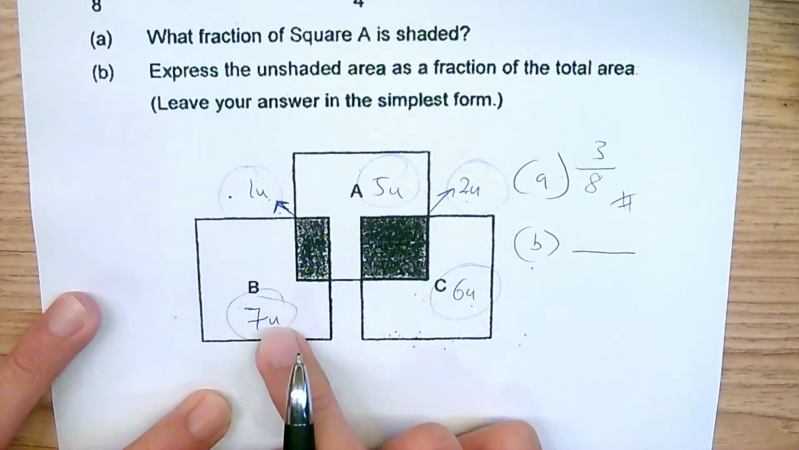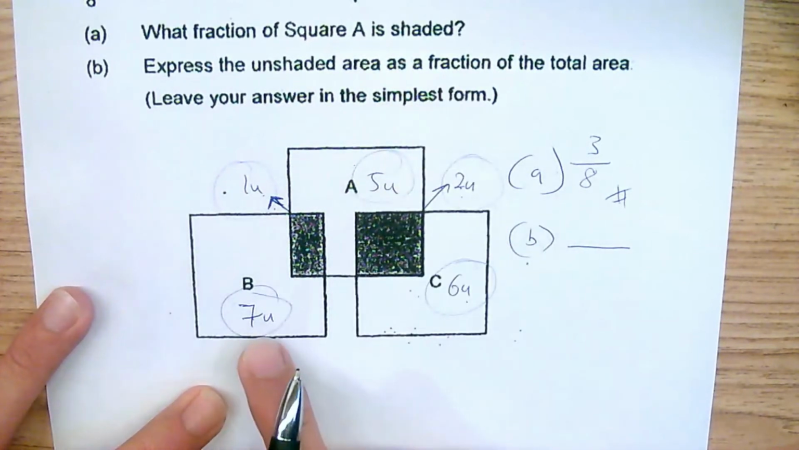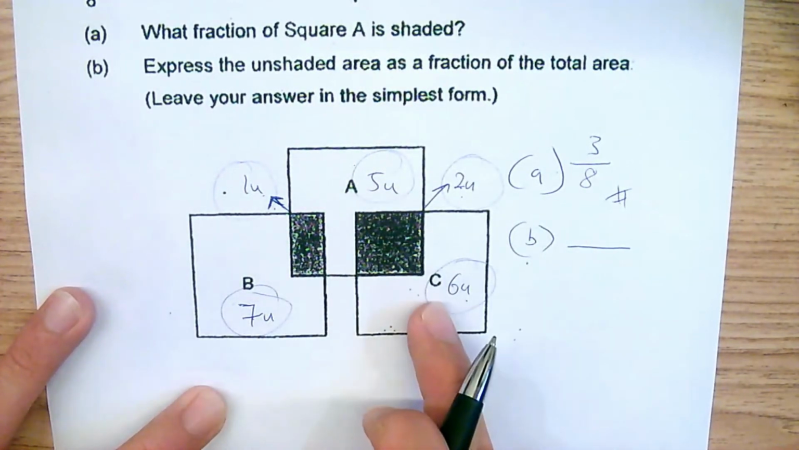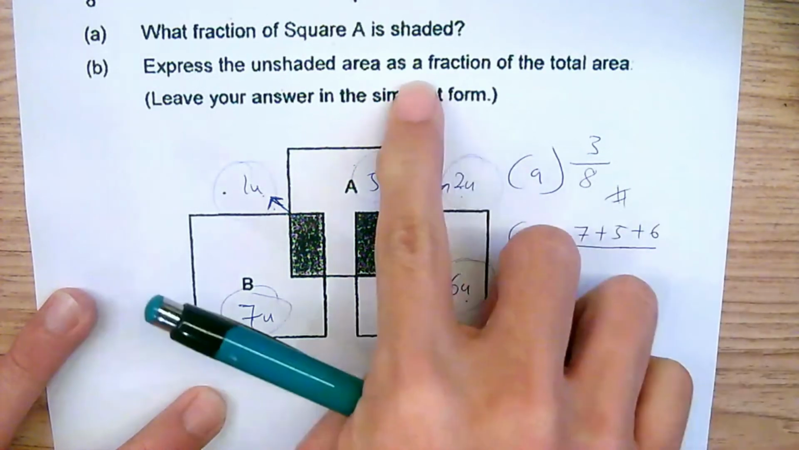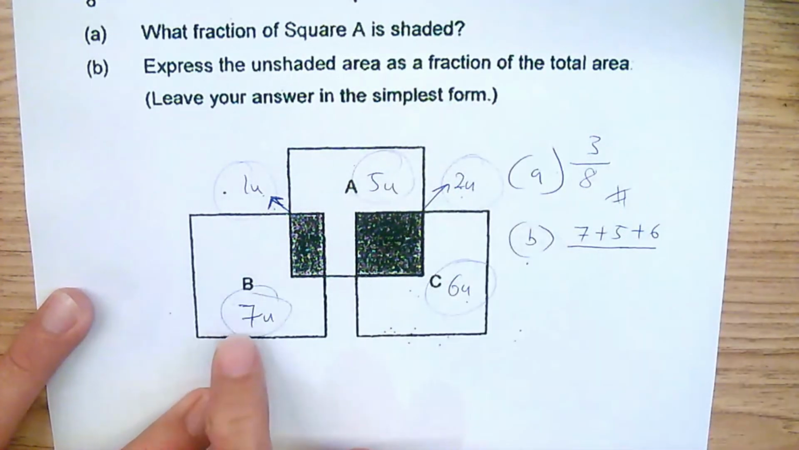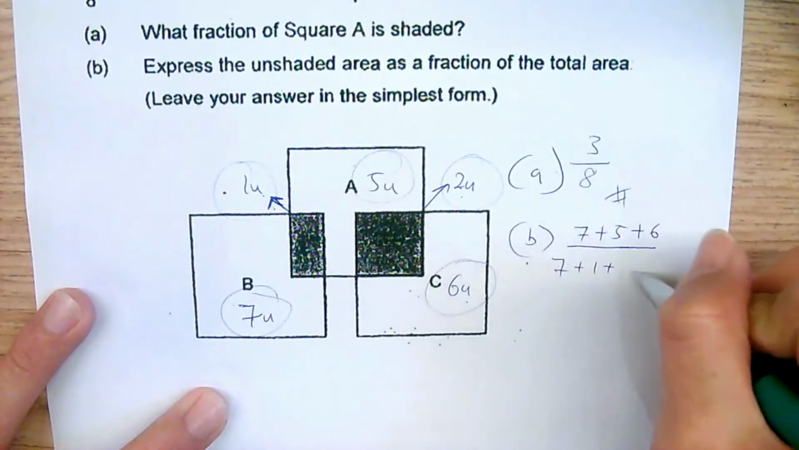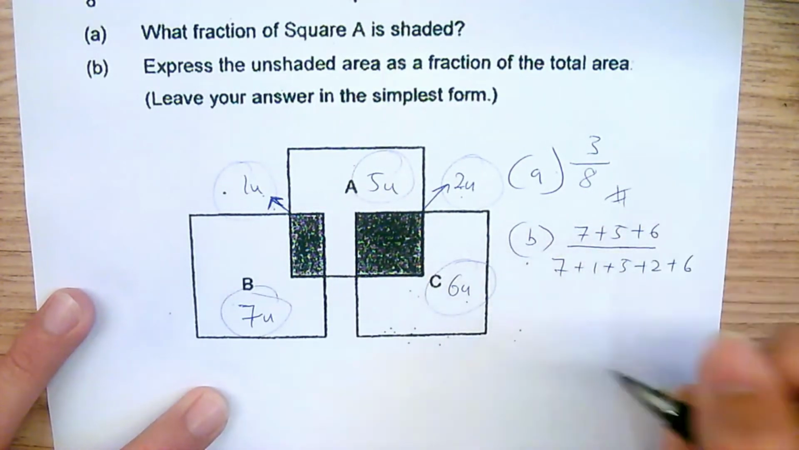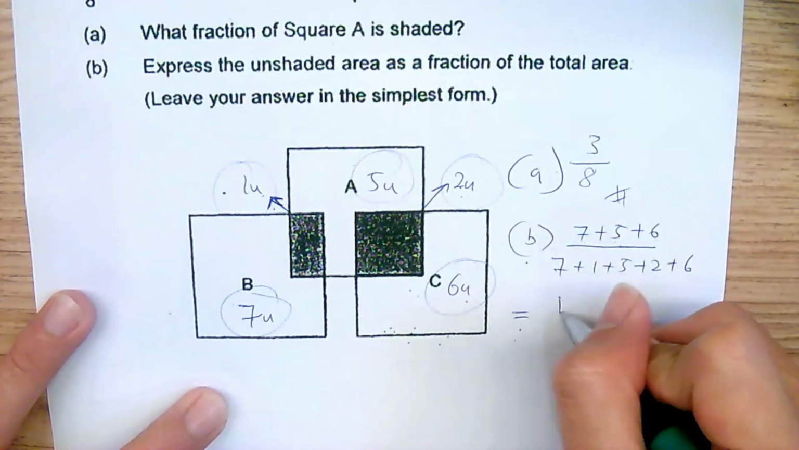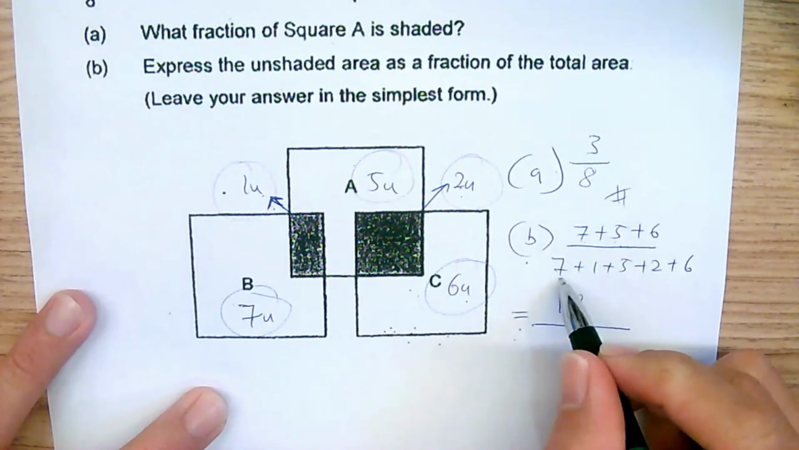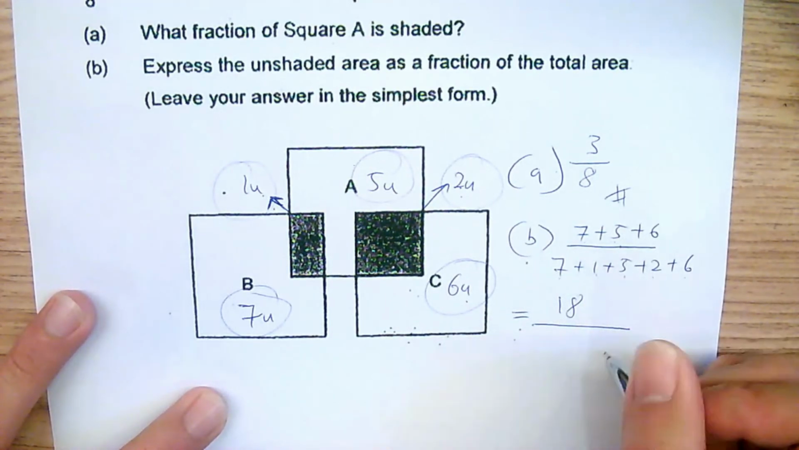Okay, now let's just go ahead and do it. They say to express the unshaded area, right? So what's the unshaded area? It is 7 plus 5 plus 6. How as a fraction of total area? Total area will be 7 plus 1 plus 5 plus 2 plus 6. What would that give us? 7 plus 5 is 12, 12 plus 6 is 18. 7 plus 1 is 8, 8 plus 5 is 13, 13 plus 2 is 15, 15 plus 6 is 21.